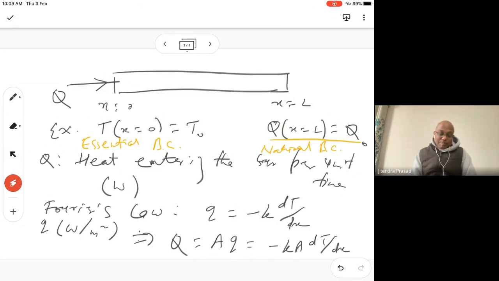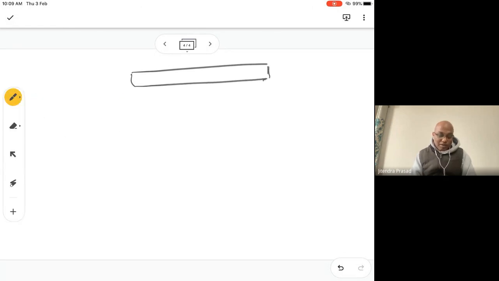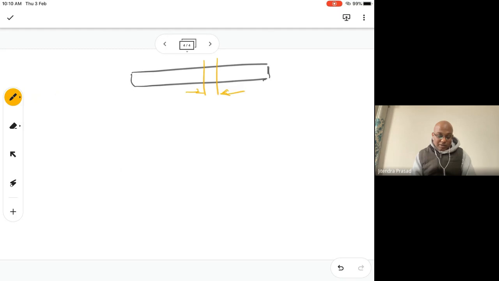Okay, so in order to find the differential equation that we are going to solve, we have to proceed by taking a slice of length dx, and we are going to analyze it.